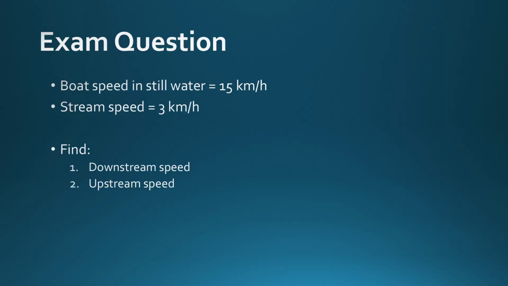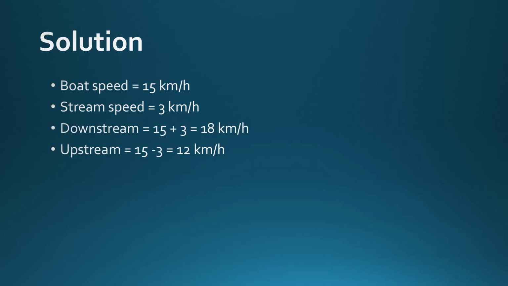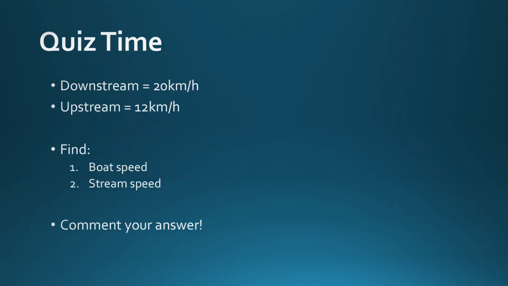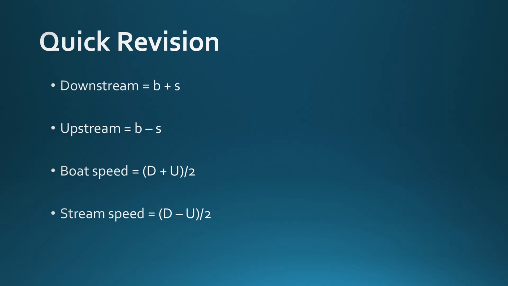Now let's solve an exam type question. Boat speed in still water equals 15 km per hour. Stream speed equals 3 km per hour. Find downstream speed and upstream speed. So we learned that downstream speed equals what? Boat speed plus stream speed. So 15 km per hour plus 3 km per hour equals 18 km per hour. And upstream speed, against the water, so boat speed minus stream speed equals 15 minus 3 equals 12 km per hour.